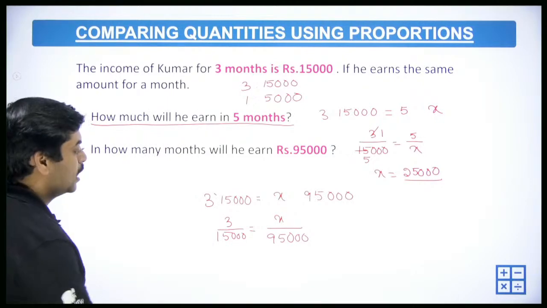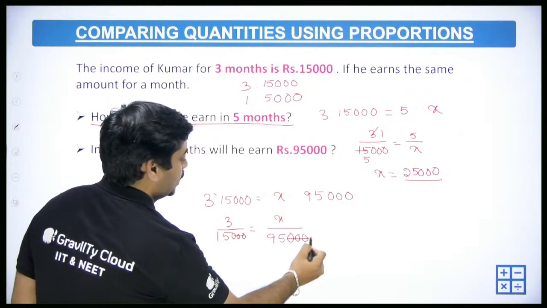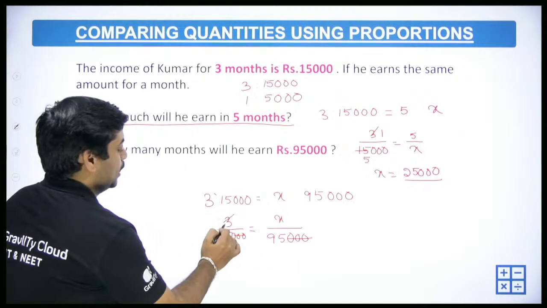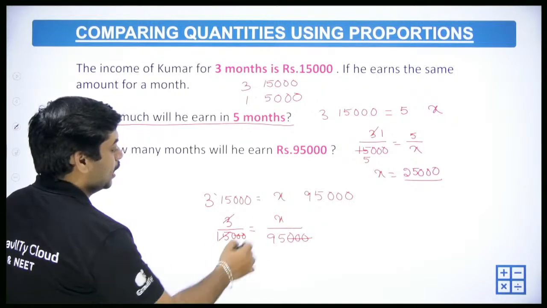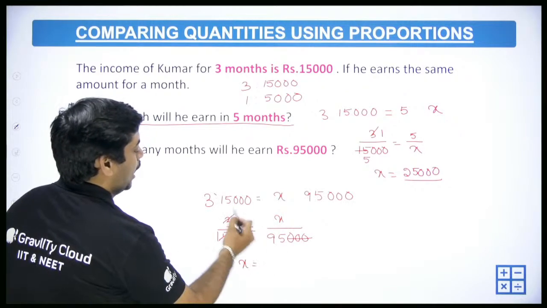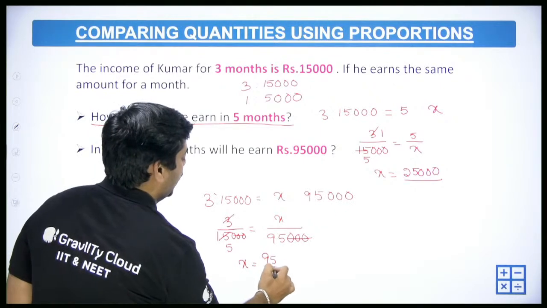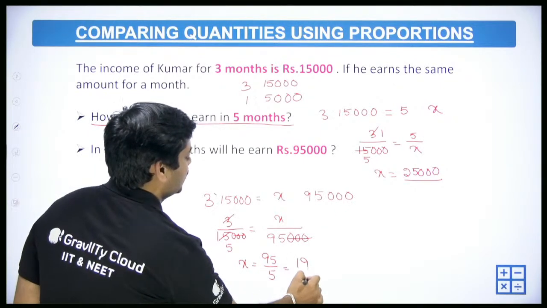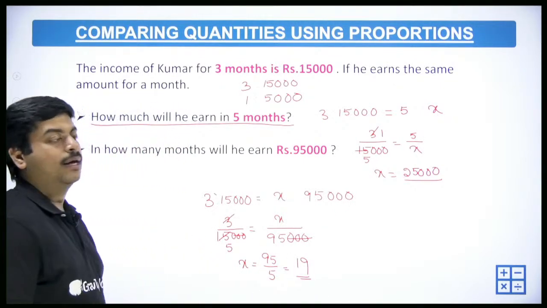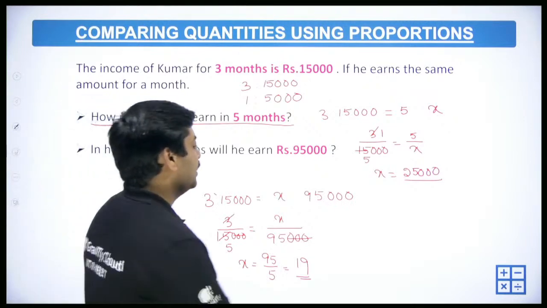Let us try to verify that. The 000 and 000 get cancelled on both sides. 3 1s are 3, 3 5s are 15, so X is equal to 95 by 5. 95 by 5 is 19. X is equal to 19. So he takes 19 months.